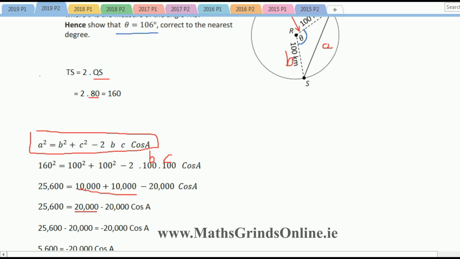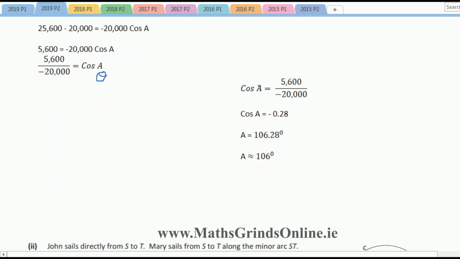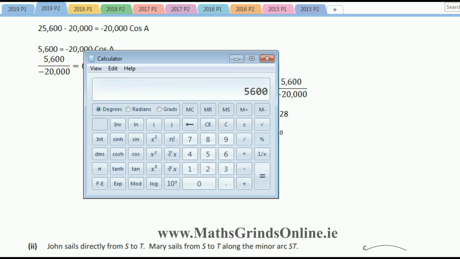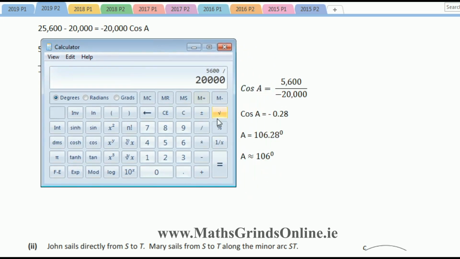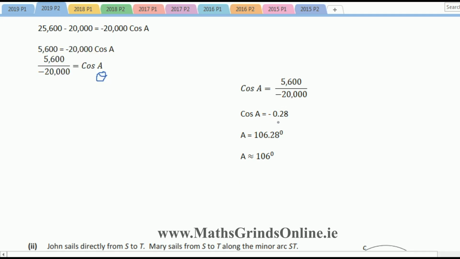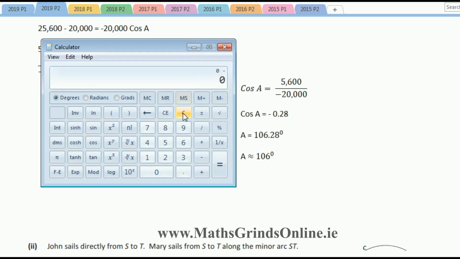106 degrees. So I'm starting off again, cos A, what we know from what we've just worked out over there. Cos of A, or if you prefer, cos of theta. So dividing this down then, 5,600 divided by 20,000. Now I'm obviously dividing by minus 20,000, so whatever answer I get here, it's minus 0.28. So that'll be cos of A is equal to minus 0.28.